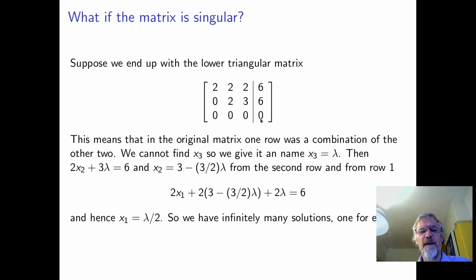Well, there isn't going to be a unique solution because we've got two equations in 3 variables. And the last equation means we can't find x3. So what we do is you just give it a name and we say it could be anything. So we've got x3 equals lambda. And then back substituting, we've got 2x2 plus 3 lambda equals 6, from which you can rearrange to get x2 in terms of lambda. And then putting it back in the first row, we get x1 in terms of lambda. And it turns out that x1 is just lambda over 2. So we have infinitely many solutions now, one for each choice of the real number lambda.